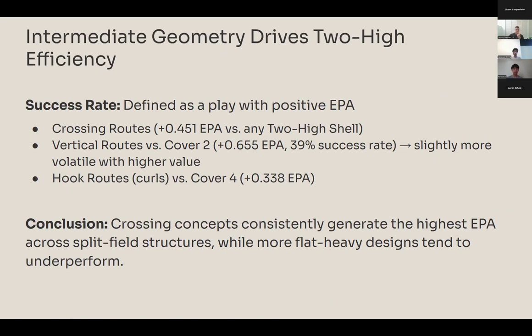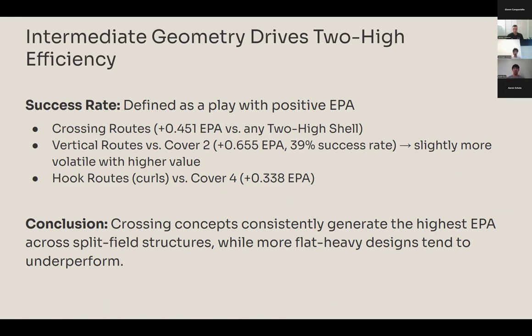And then we also saw that hook routes, so basically a curl route, versus cover four had a pretty positive EPA, around 0.34. Again, it makes sense since this is a more intermediate look, and if you have safeties too deep, like 10 to 12 yards, you can get a 6 to 7 yard curl route pretty decently while those safeties are down.